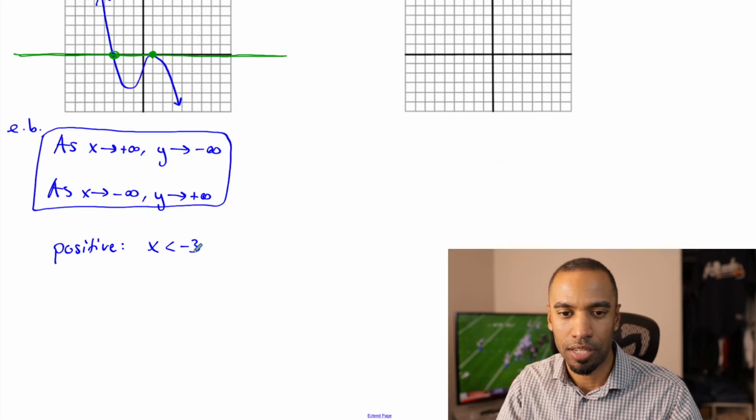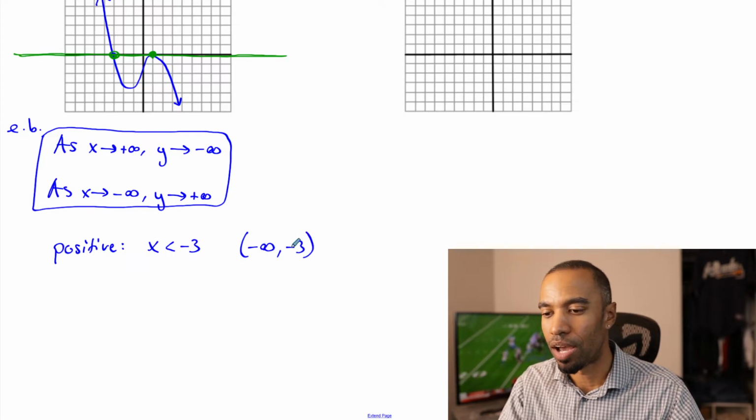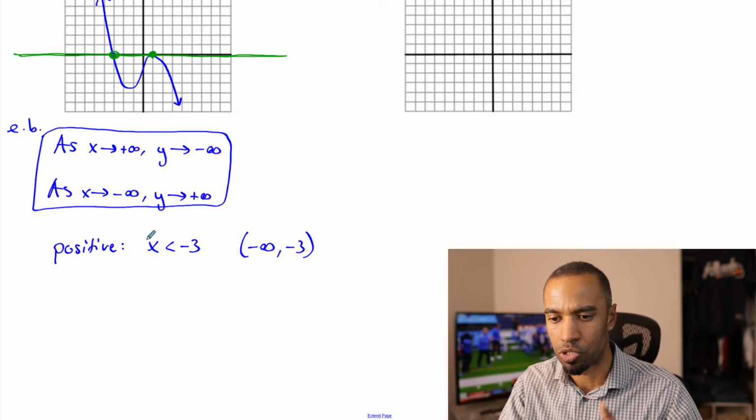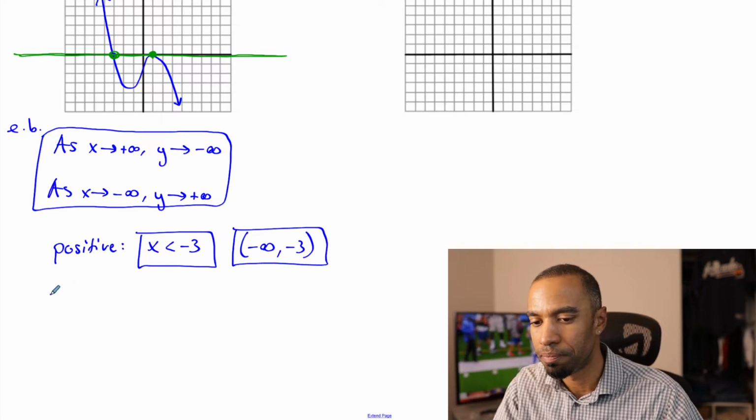Now that's inequality notation. Interval notation would have said we go from -infinity to -3 like that, not including -infinity or -3 there. I'm not getting too deep on that with my students right now. I'm just working on inequalities for now. But either or, whether you use interval notation or that.